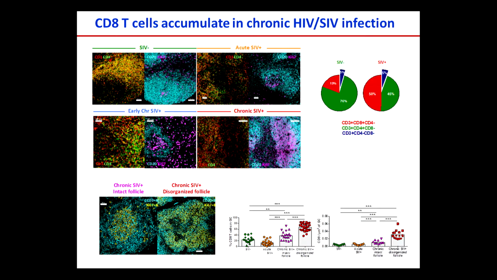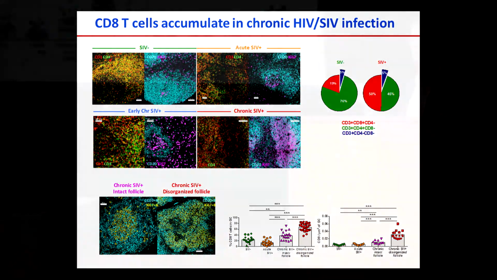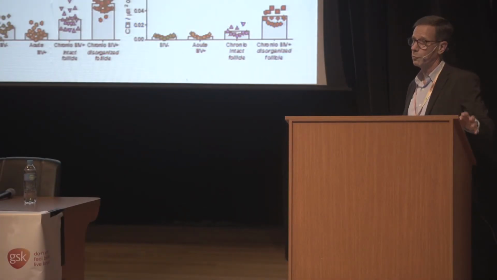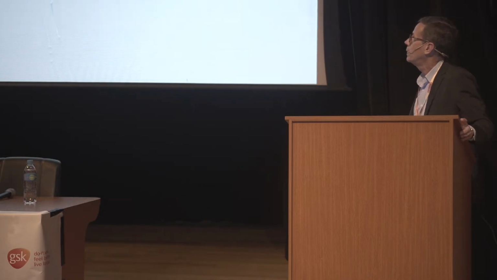What you can see is that with chronic SIV infection, with an intact follicular structure, you do start to see an increase in the number of CD8 T cells. But where you really get the big increase is when that follicular structure starts to break down. So I think the CD8 T cells can start to move in even when the follicle is intact, but once it starts to break down, then you really get movement of those cells.